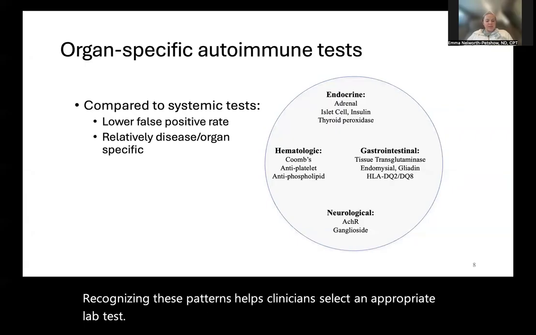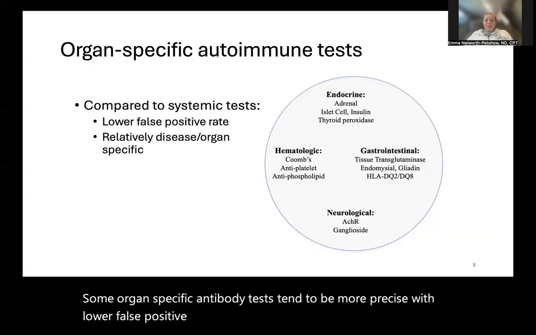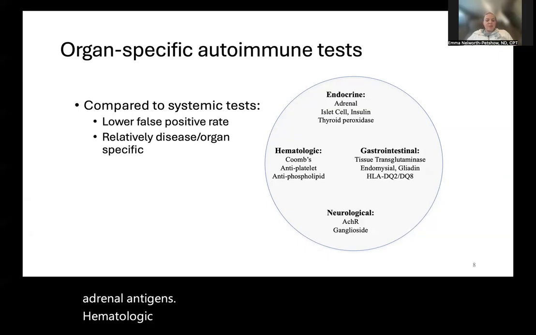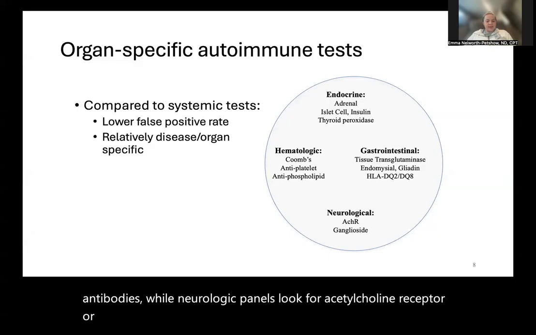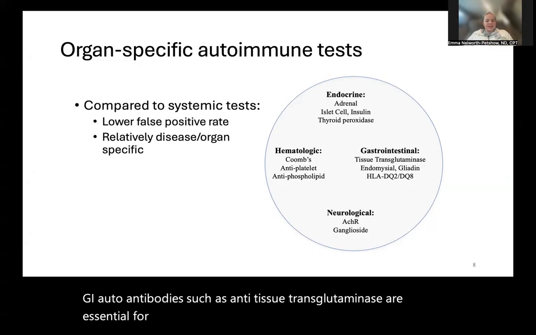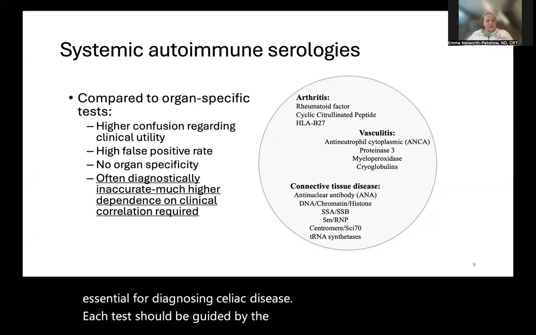Some organ-specific antibody tests tend to be more precise with lower false positive results. For example, endocrine panels may include antibodies against thyroid peroxidase, insulin, or even adrenal antigens. Hematologic tests include Coombs testing and antiplatelet antibodies, while neurologic panels look for acetylcholine receptor or ganglioside antibodies. GI autoantibodies, such as anti-tissue transglutaminase, are essential for diagnosing celiac disease. Each test should be guided by the suspected organ involvement.